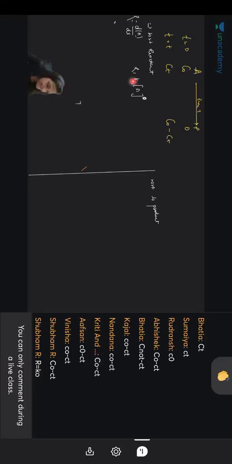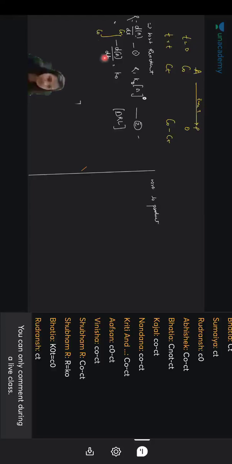Do this. So we can equate these two. This is your differential rate law. Now to integrate it, what do you have to do? Integrate it from concentration C naught to CT. And if you want to do the variable separable, do the variable separable.